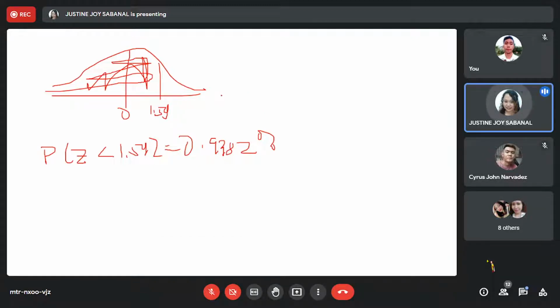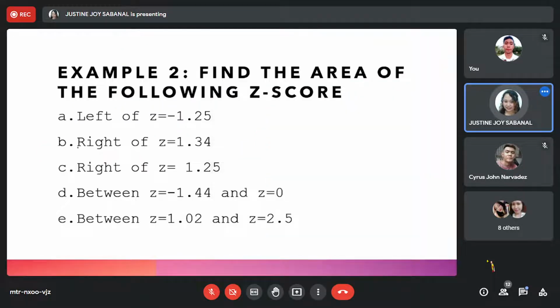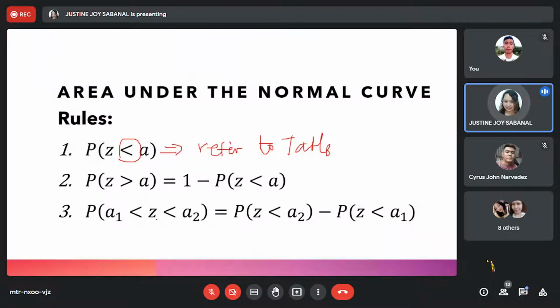Ayan. So, ganun lang pag less than max. Walang computation. You just have to really look at the value on the table. So, pag ang example naman is to the right yung instruction, you have to use the second rule. So, yan, nakastate dyan. So, itong pag greater than, sa right yung equivalency niya.